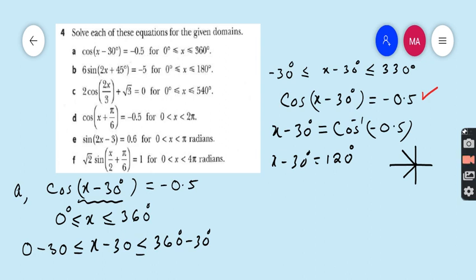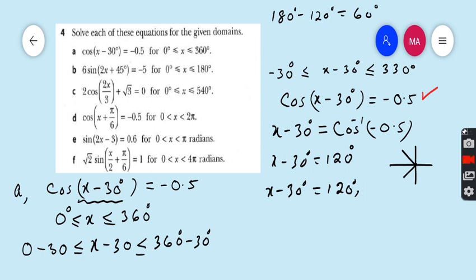How can this be achieved? We have to find x minus 30 degrees. We have to find first the basic angle. How to find the basic angle? Just subtract 120 from 180, we will get 60 degrees. What is the basic angle? I will repeat again. The basic angle is always positive. It is an acute angle, that is less than 90 degrees. So 60 degrees is the basic angle.